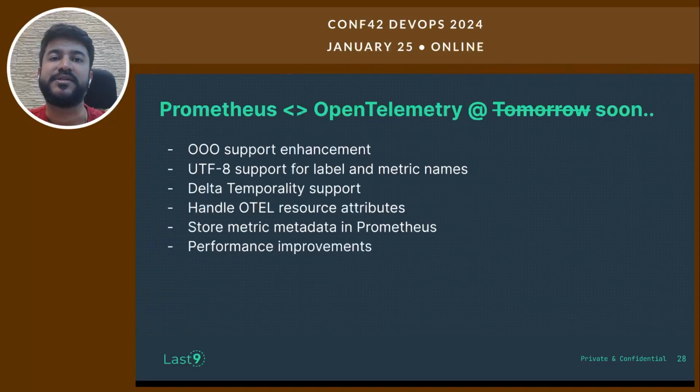This is also something that might be added in Prometheus, and that will solve the case of normalization that we discussed earlier, where dots were converted into underscores and vice versa. The delta temporality support is also being discussed. While the delta to cumulative conversion is not very easy, there are some discussions around supporting that in native Prometheus as well. And then of course supporting the resource attributes and metadata, so that those can be stored in Prometheus correctly and then utilized later. There can be some performance improvements in all of this as well.